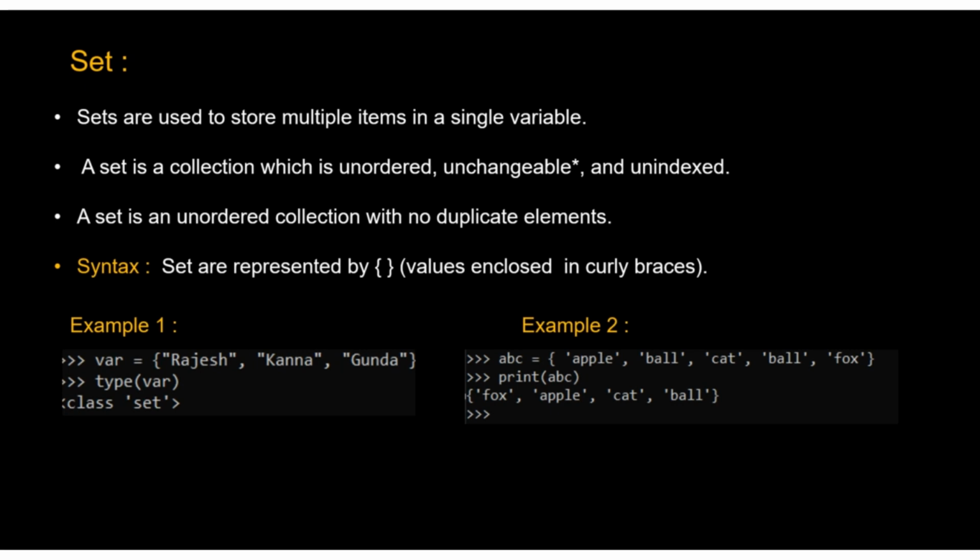In the second example, we have taken strings like apple, ball, cat, ball, fox. Here, if we observe, ball is repeated 2 times, but sets will not allow duplicate values in the output. Sets will not print values in the order taken at the time of input. Randomly, the values will be printed. If we observe the output, fox, apple, cat, ball, the order is not matching and also duplicated values are deleted. Ball is repeated 2 times, but in the output ball is printed only once.